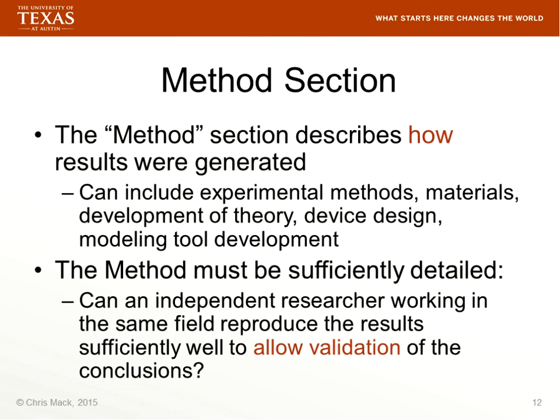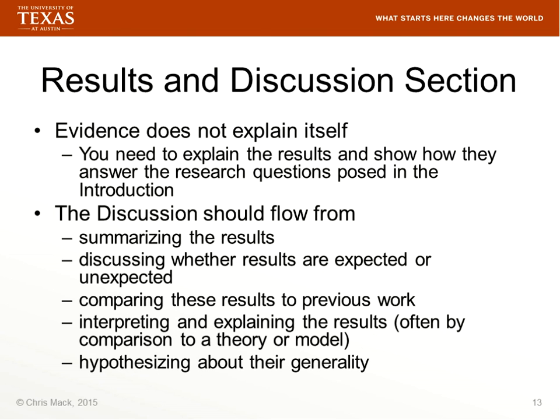The question you have to ask, have I given enough detail in my methods section that an independent researcher who already works in this field, already understands the basics of what this field is about, have you given them enough detail so that they can validate your conclusions? They don't have to be able to exactly reproduce your results. They have to reproduce some set of results that is equivalent to allow validation of the conclusions that you're going to make, that you're drawing from your results. If you haven't given them that much detail, then you haven't done a good enough job in the methods section.